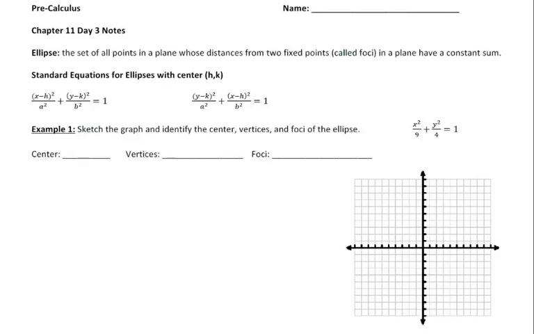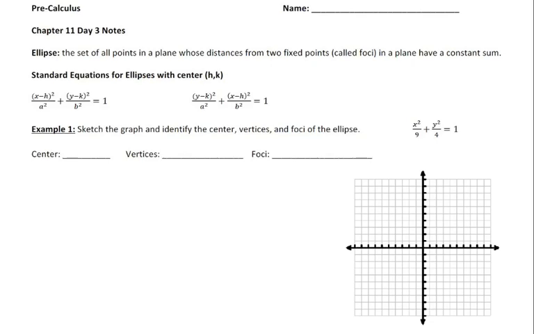So for the day 3 notes for chapter 11, we are going to talk about ellipses. The definition of an ellipse is up here. It's the set of all points in a plane whose distances from two fixed points, called foci, in a plane have a constant sum. And what I like to do is take what sounds like a very mathematical definition and try and at least give you a visual as to what that definition means.